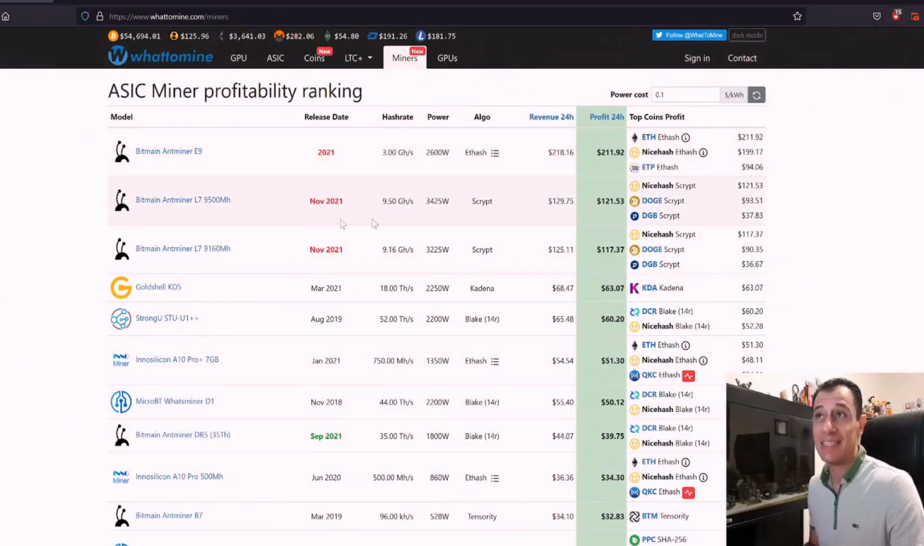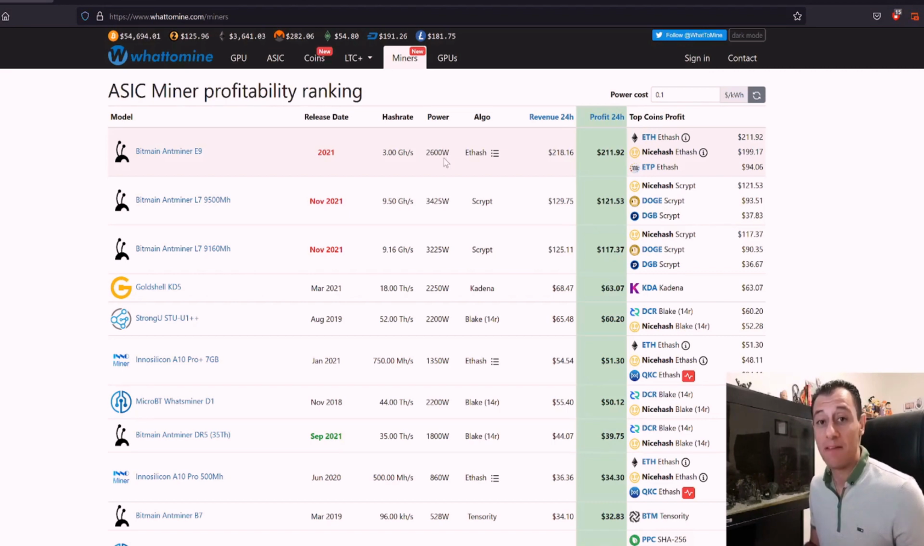All right, so I was recently on good old WattMine and I came across an ASIC miner that can actually mine at 3 gigahash per second on the ETH algorithm at just 2,556 watts. So basically here is that representation right there. Bitmain Antminer E9 being released in 2021 this year, hash rate of 3 gigahash per second on the ETH algorithm at 2,600 watts. They're basically rounding that up. 2,600 watts, that's just insane.